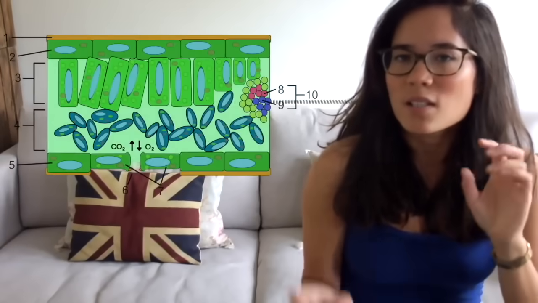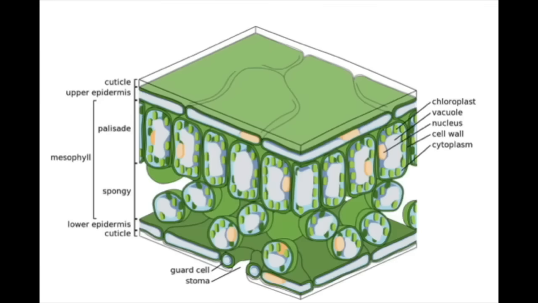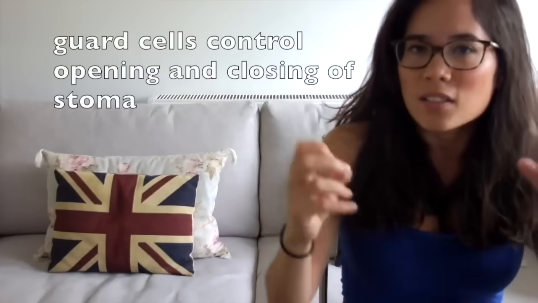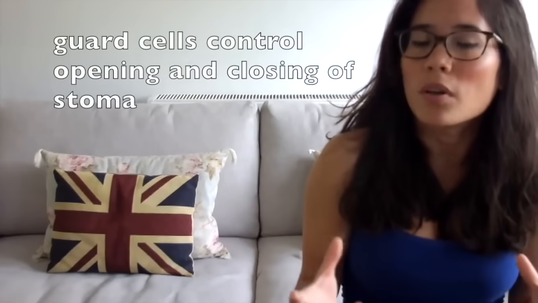Some diagrams will include a vein, and all you need to worry about is that's where water enters the leaf, and remember that's entered via the roots in the xylem, X-Y-L-E-M. Okay, moving on, we have a lower epidermis, remember that sandwich I talked about, and then we get to the really important part, and that's the bottommost layer, and you will see a stoma and 2 guard cells. So the guard cells control whether the stoma is open or closed, because depending on the surrounding conditions, the plant will choose to close its stoma or open it.